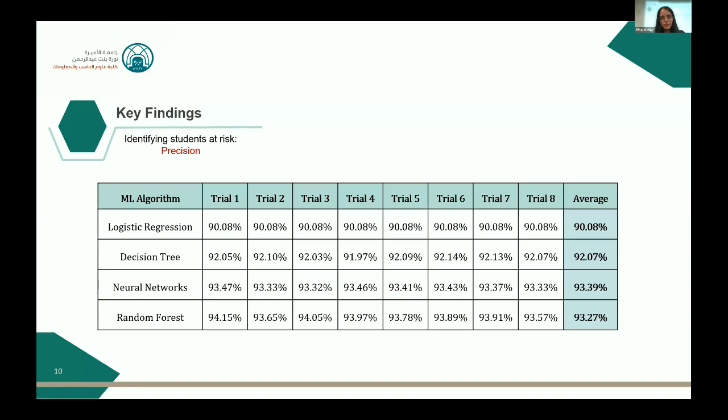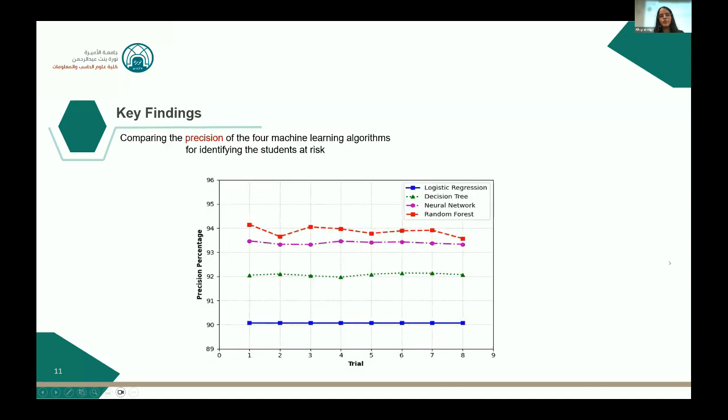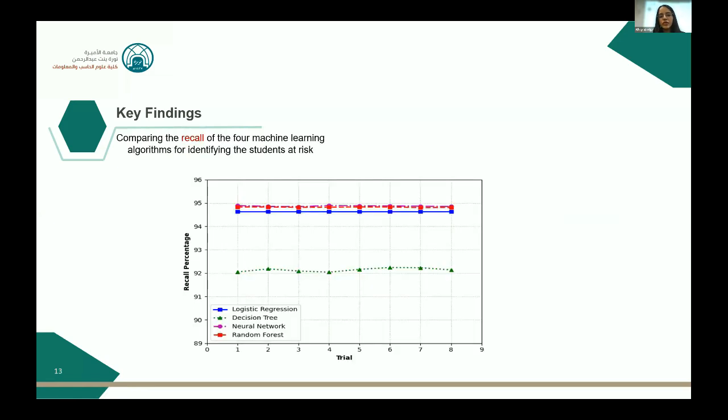For precision, this is the full detailed results, but more importantly, the comparison. You can see that random forest had the highest precision, neural networks had the second highest, decision trees were in the middle, and logistic regression had the lowest precision. Now, interestingly, logistic regression had pretty high recall.